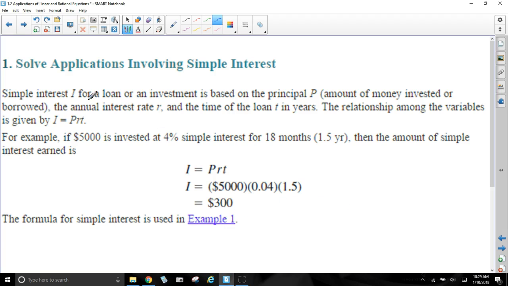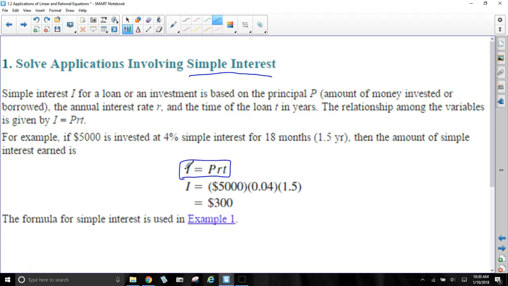The first type of problem we're going to be looking at are application problems involving just simple interest, okay? For simple interest, for a loan or an investment, that's based on how much money was invested, what the interest rate was being charged, and the time in years that that money is being invested or loaned, whatever it is. Okay, so this is the formula you need to know right here to solve these problems involving simple interest.